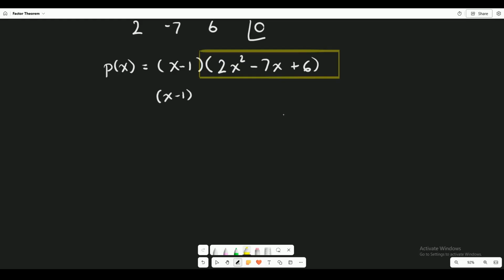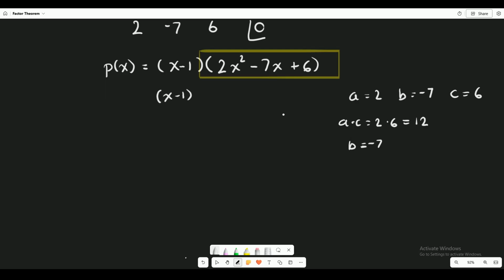From the boxed-in polynomial, I know that a is equal to 2, b is equal to negative 7, and c is equal to 6. We can multiply 2 times 6, which is ac. So ac is equal to 12, just like that. And my b value is equal to negative 7. So far, so good. We need to find factors of 12 that add up to negative 7.